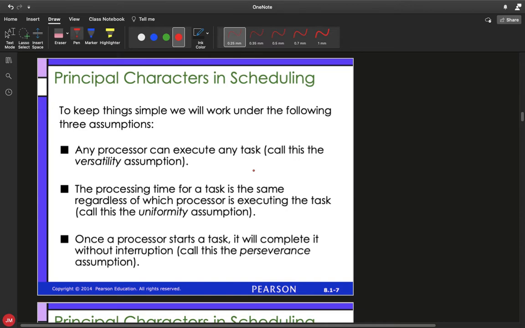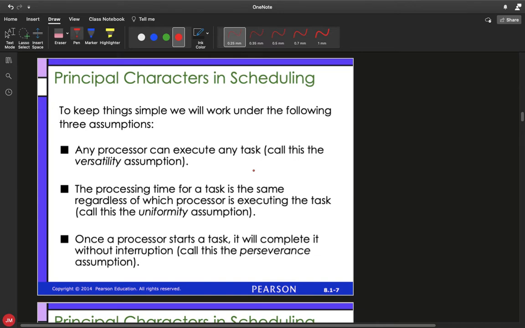And that's the second assumption, actually. The processing time for a task is the same regardless of which processor is executing the task. Again, this is why we think of it as robots or being robotic, in that a robot could obviously carry out a task in the same amount of time as any other robot or any other computer would. Again, assuming that they can do it. This is the uniformity assumption.